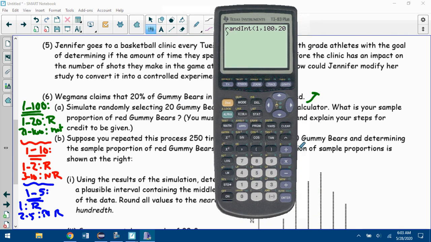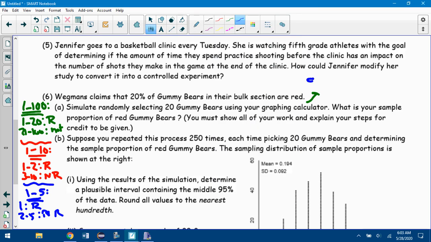Remember, I said you could store it in L1. So if I do store second 1 and hit enter, now these 20 random numbers are in L1. And if I go to stat edit, I can list out all these numbers. I'm not going to do all of them, but I'll list out a few: 95, 91, 15, 52. Again, your numbers are probably different.